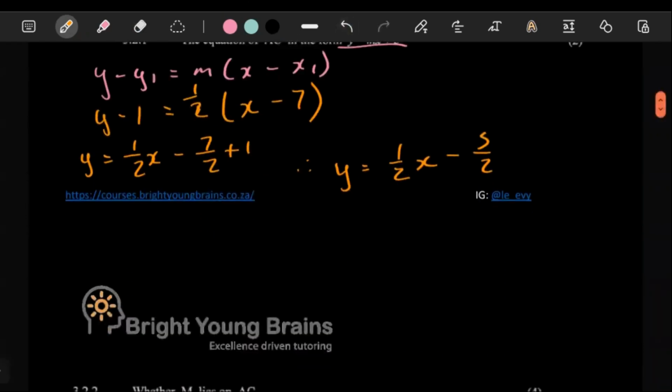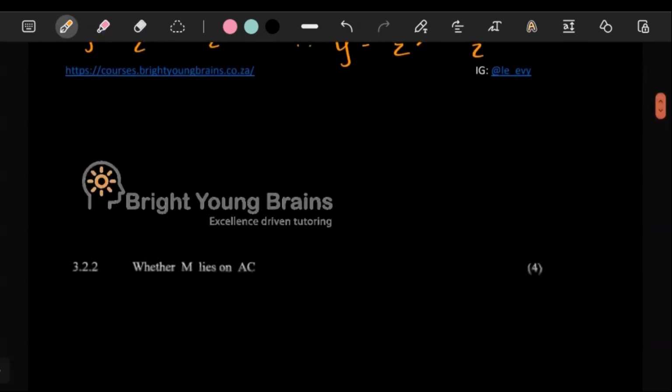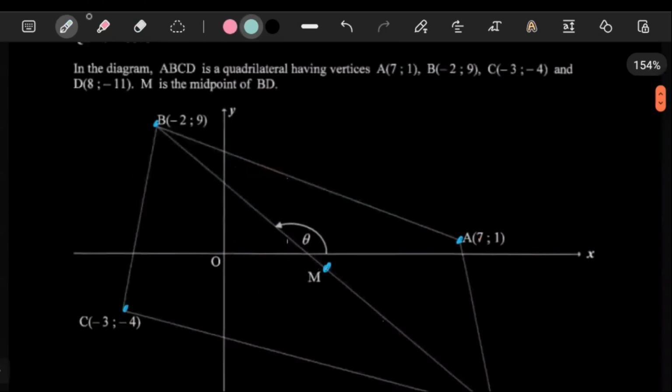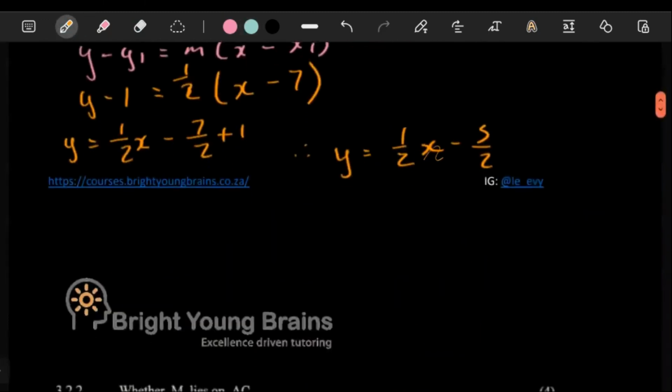So yeah, analytical geometry, the questions are super easy. So don't get too carried away like me here, just moving forward without even checking. Anyways, for the next 4 marks, they're asking, determine whether M is on AC. This one is quite simple. We need to get the coordinate of M first, and then if you put the X and the Y value of M in, you want to see if it balances out.